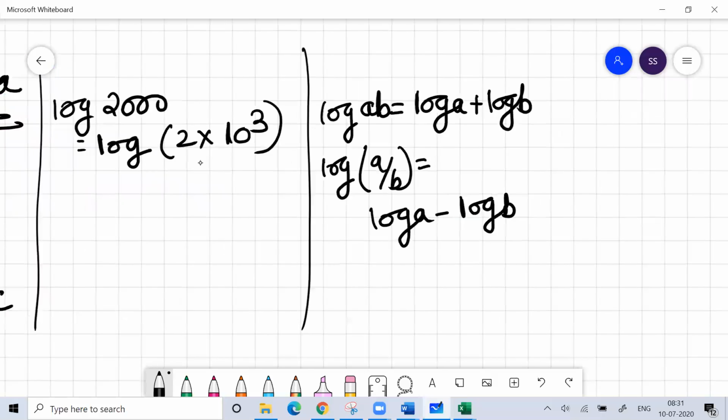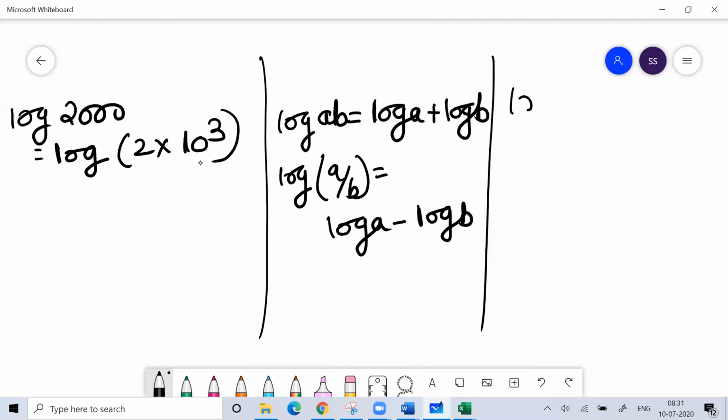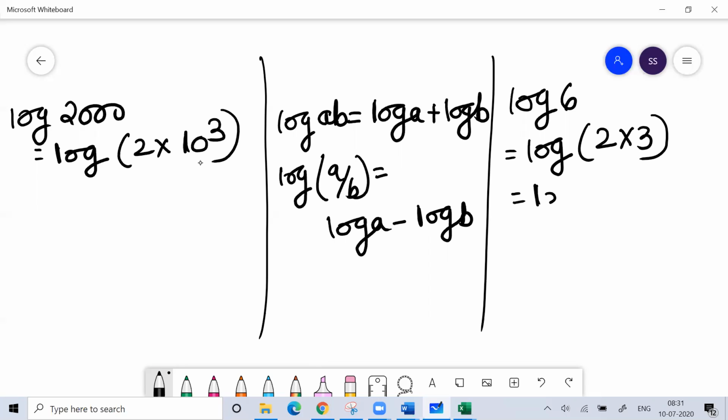Yeah, like I'll explain. Suppose I ask you what is log 6. Log 6 is nothing but log of 2 into 3. The way to write it in log is log 2 plus log 3. So this is a property of log.